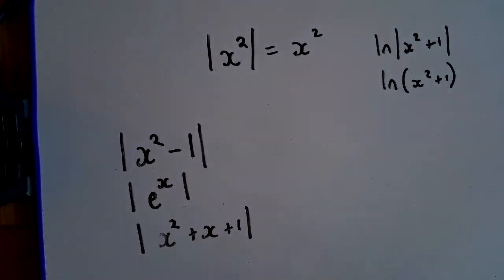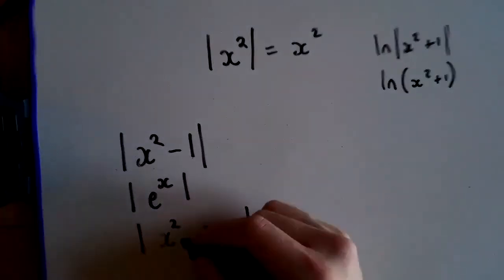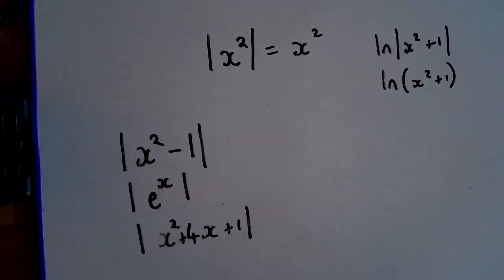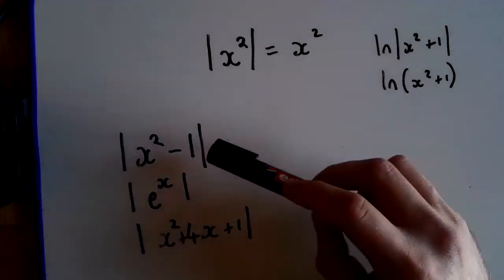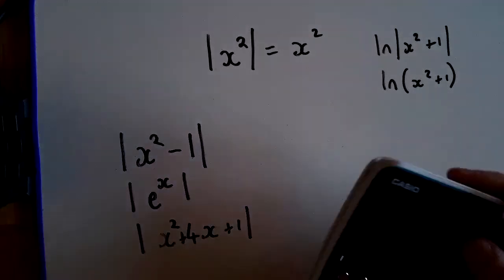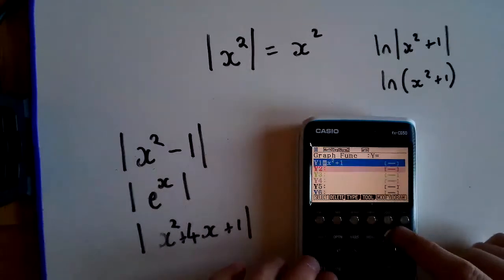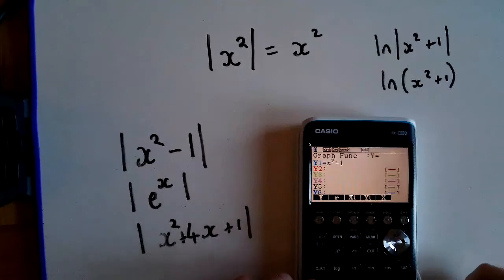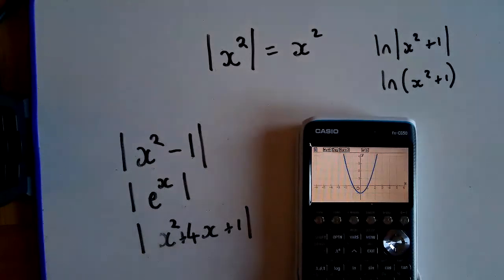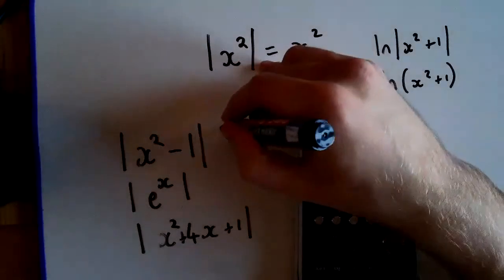And think, actually, I'm going to change that one, plus 4x. Have a think, do we need modulus for all those, or can we get rid of them? So sketch them in your graph and see. So this first one, hopefully, you should see that it goes below the axes, and you can easily spot that just by setting it to 0. So that one, we do need the modulus.